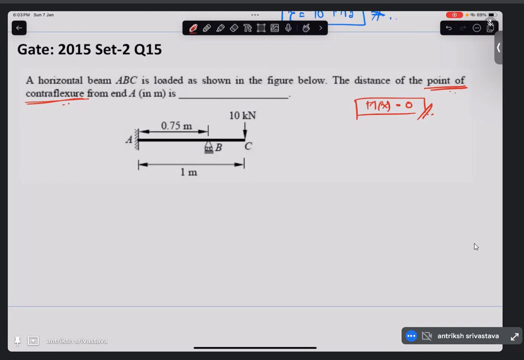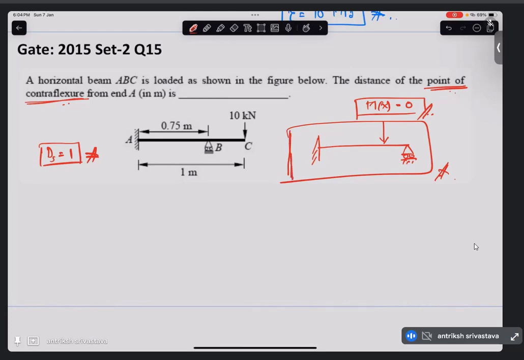Now we can see easily that this beam has the degree of static indeterminacy 1. So we need one compatibility equation to find the reactions, all the reactions, right? So how do we do that? You might remember a question where we had to find out this kind of reaction, right?